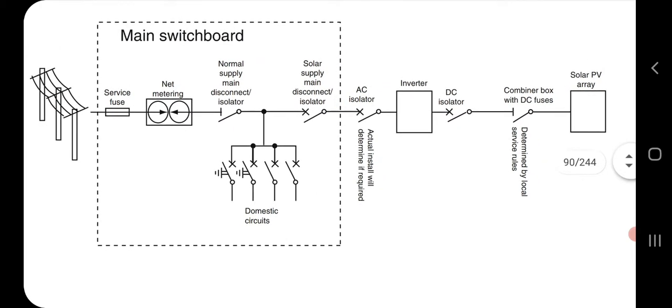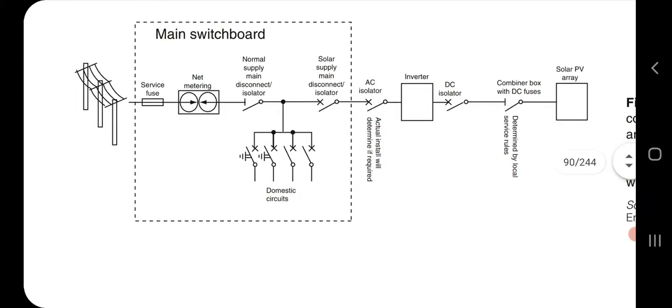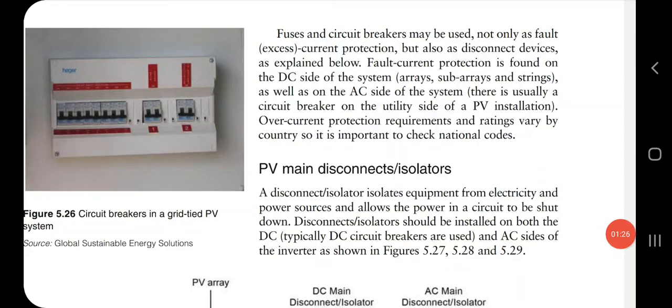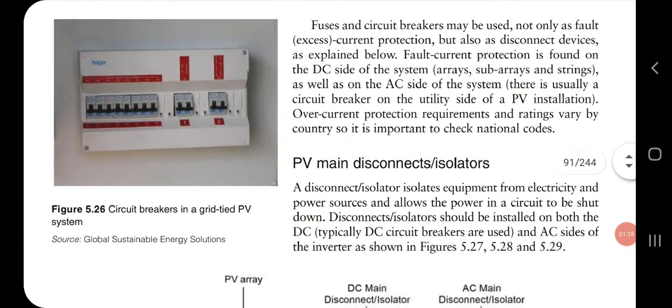This is the solar panel array. Then the combiner box with DC fuses, isolators, the inverter, again isolators are there. Then domestic circuit breakers, fuses, net metering, all these connectors. So these are connected for all the protection. These are fuses and circuit breakers with a grid-tied PV.